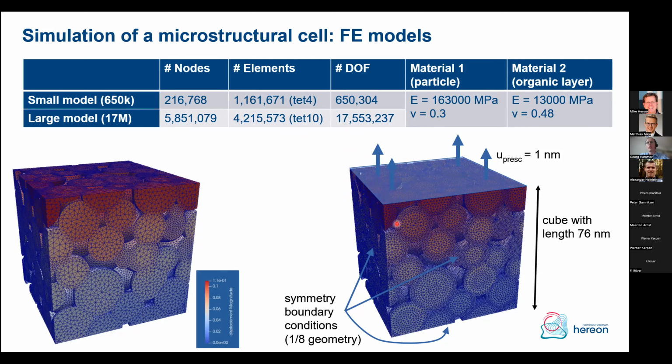It's 1/8 of the representative volume element that I'd like to model, so 3 times symmetry boundary conditions. We pull on the upper side by 1 nanometer, and the geometry is 76 nanometers in length. But as we thought this was a trivial example, we had more problems than we expected, which I'd like to show in the next several slides.